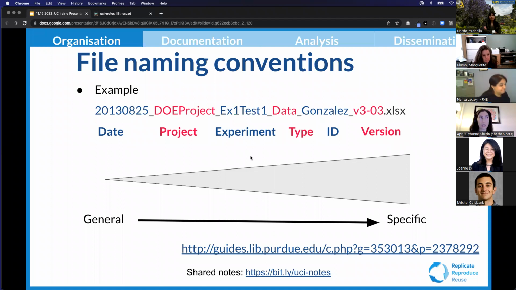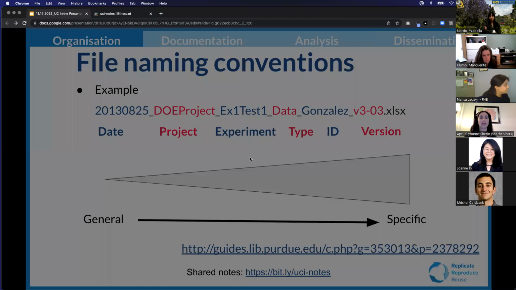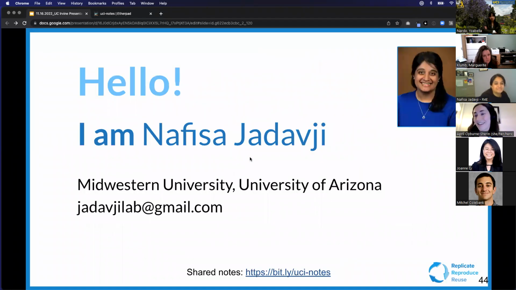But this in and of itself can go a long way in taking away some of that stress that we talked about when it comes to managing your data. So I'll pass this back to Nafisa. And again, remember, you can ask questions and I'm happy to answer them during or after the workshop.